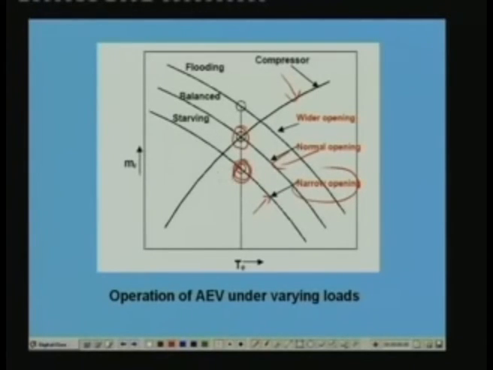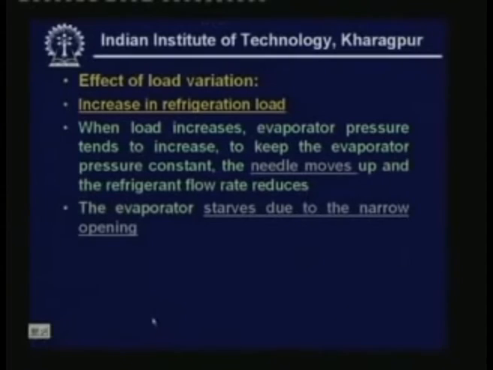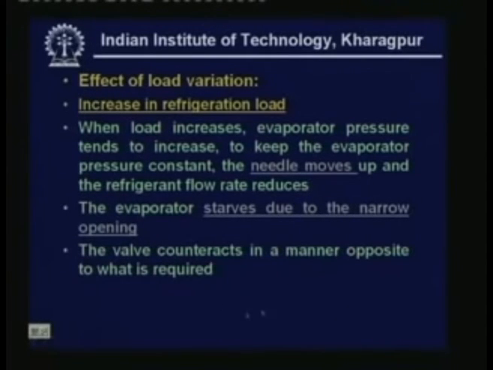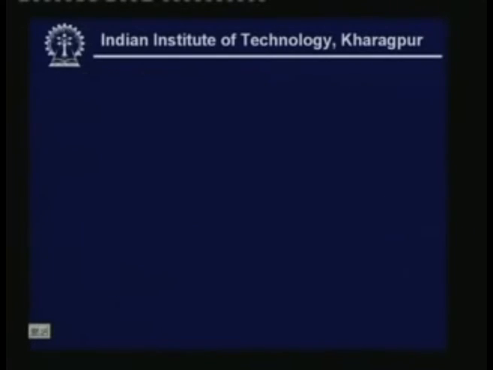So you are supplying less and you are taking out more from the evaporator. So the evaporator starves. So you have the starving condition now. Actually this is opposite to what we require, because when the load increases we want the refrigerant flow rate to increase, but unfortunately in this valve the opposite thing happens: mass flow rate reduces so that evaporator pressure is maintained.